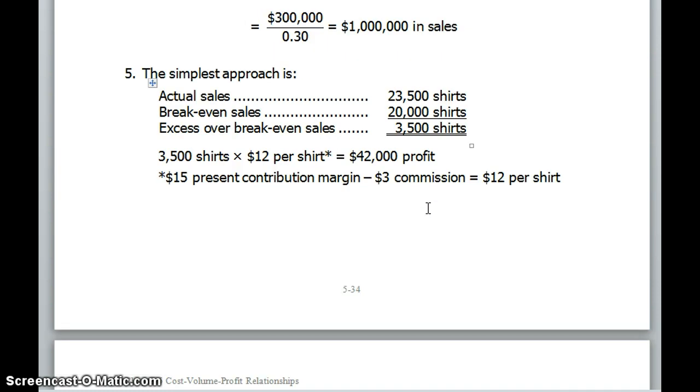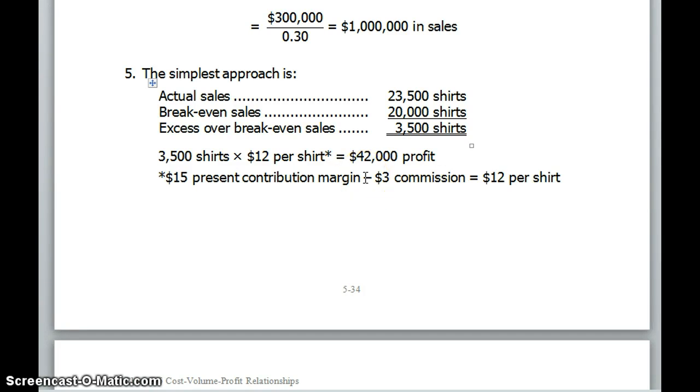Moving to part 5, where they send us back to the original data again, and they say as an alternative to number 4 above, the company is considering paying the store manager $3 commission on each shirt sold in excess of the break-even point. If this change is made, what will be the store's net operating income or loss if 23,500 shirts are sold in a year?